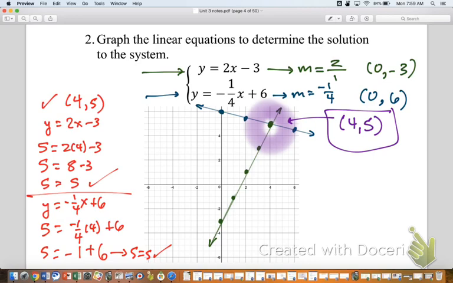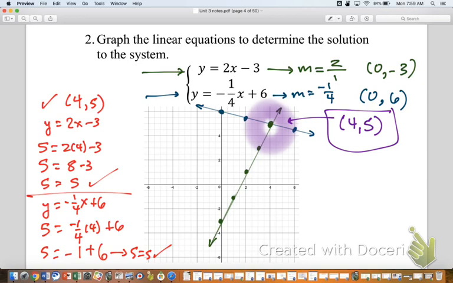So in other words, the point 4 comma 5 makes both linear equations true. Not just one of them, but both of them. Make sense? Simply because that point is on both lines. That's really the idea. Okay, any questions at all? And that's the only one that's on both lines.